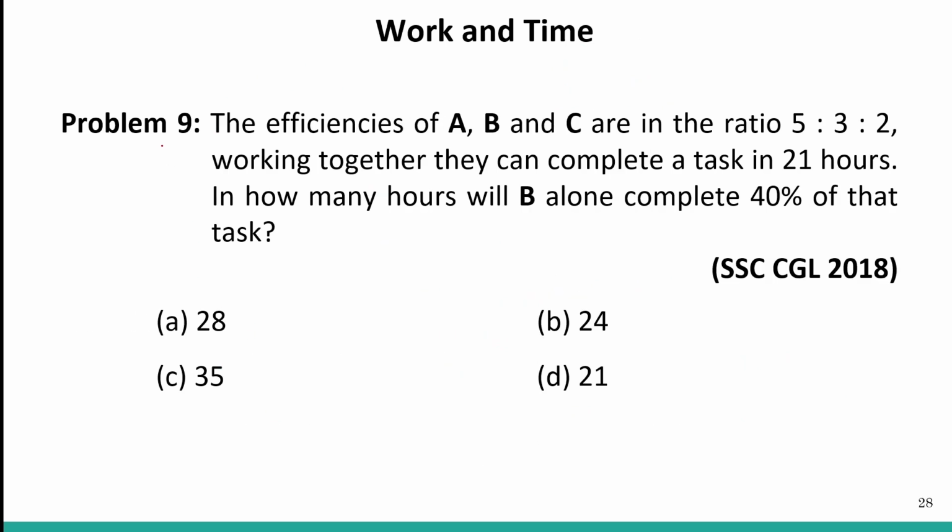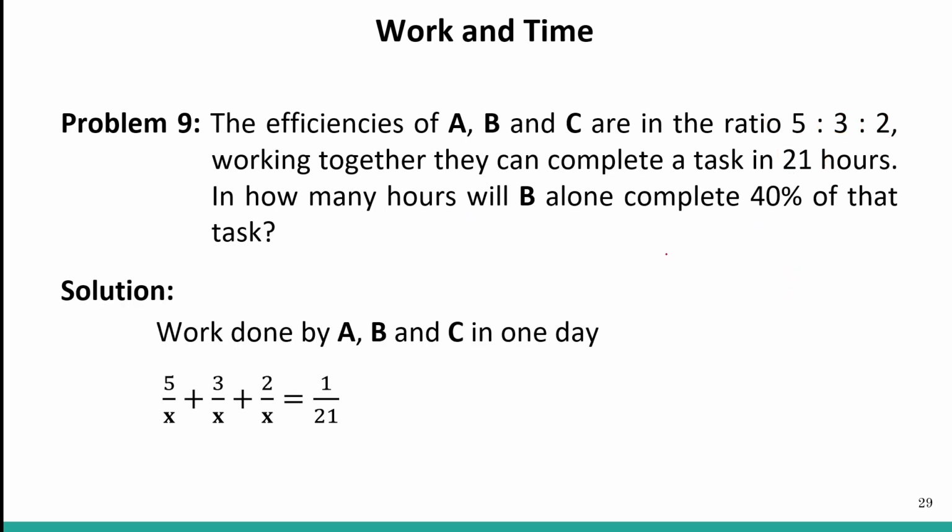So let's see problem number 9. The efficiency of A, B, and C are in the ratio 5:3:2. Working together, they can complete a task in 21 hours. How many hours will B alone take to complete 40% of that task? This question has been asked in the SSC Exam 2018 paper. Let's see which among these 4 options is actually the correct one.